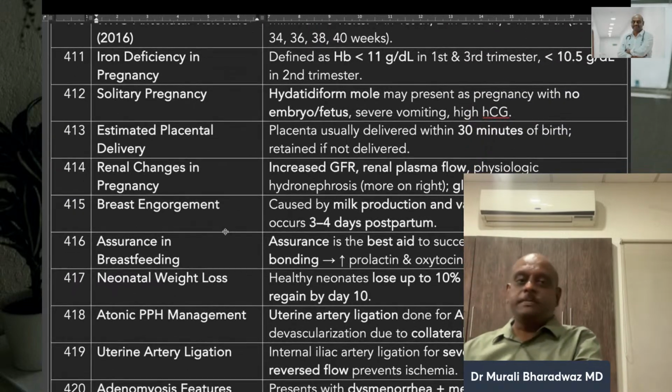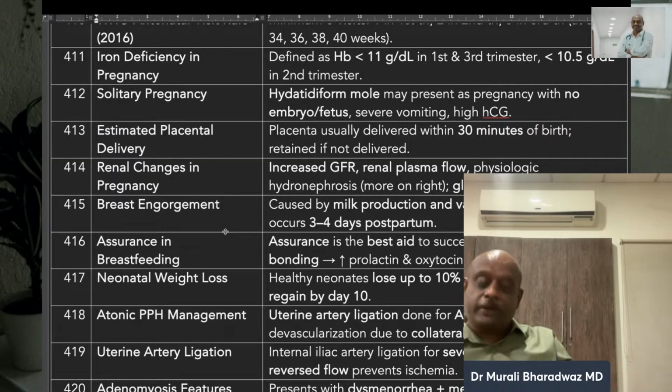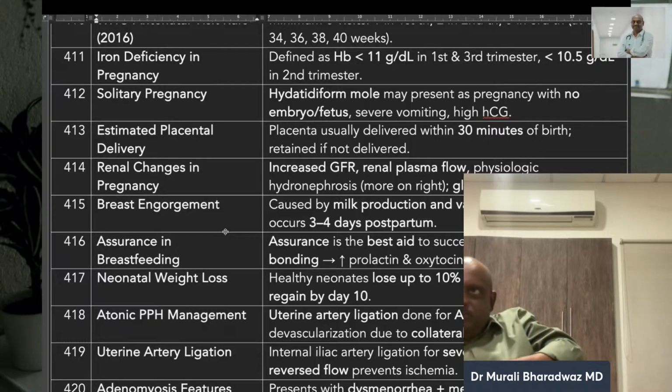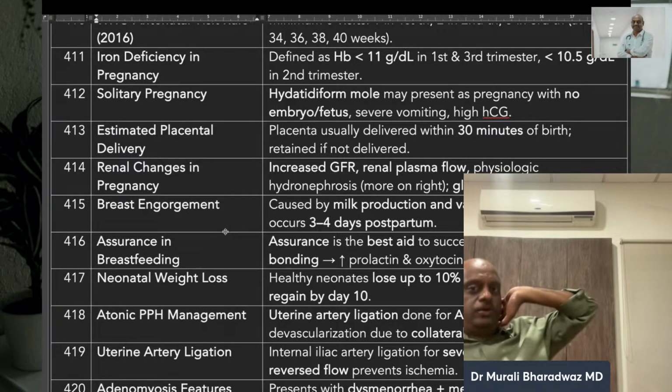Now, what are the renal changes in pregnancy? Increased GFR, increased RBF, renal plasma flow. Then physiological hydronephrosis is very common because of the growing uterus, no? It will typically be more on the right side. That's the reason the right ureter is compressed, leading to right hydronephrosis being more common. Glycosuria is very common.